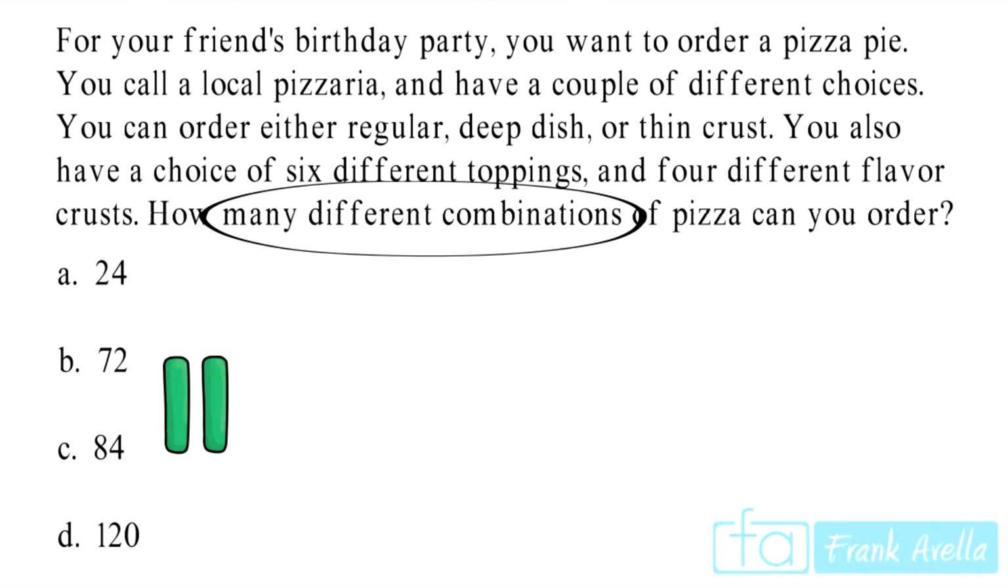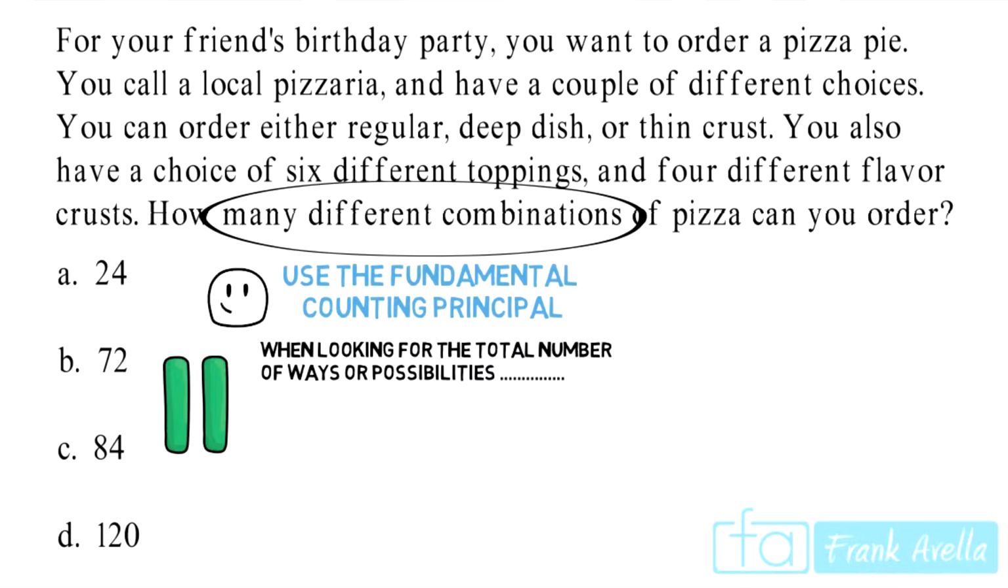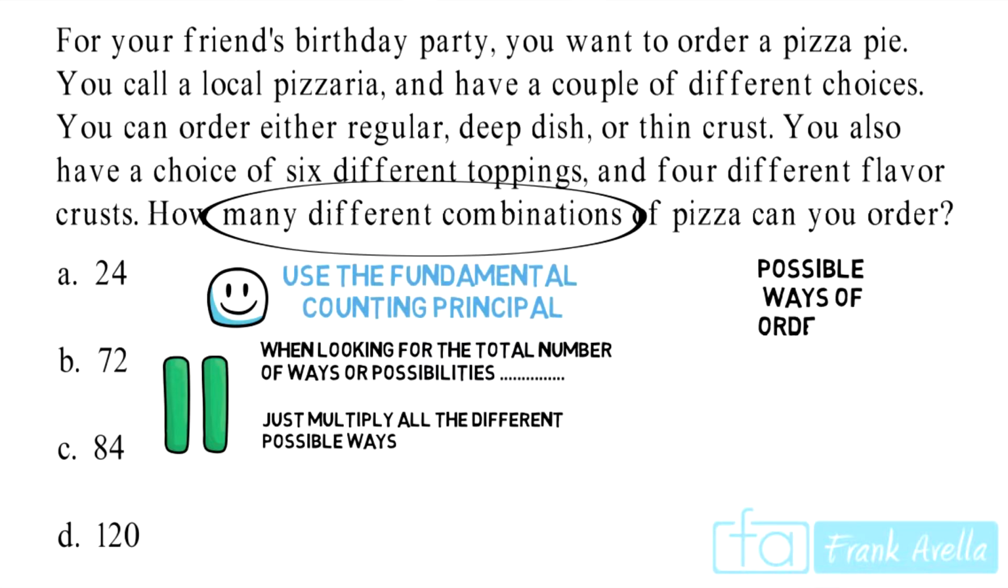How many different combinations? And remember, when looking for the total number of ways possible, or the total number of possibilities or ways, use the fundamental counting principle. Now, it may sound a little intimidating, but it's very simple. You simply just multiply all the different possible ways. For example, multiply all the possible ways of ordering a pizza pie.